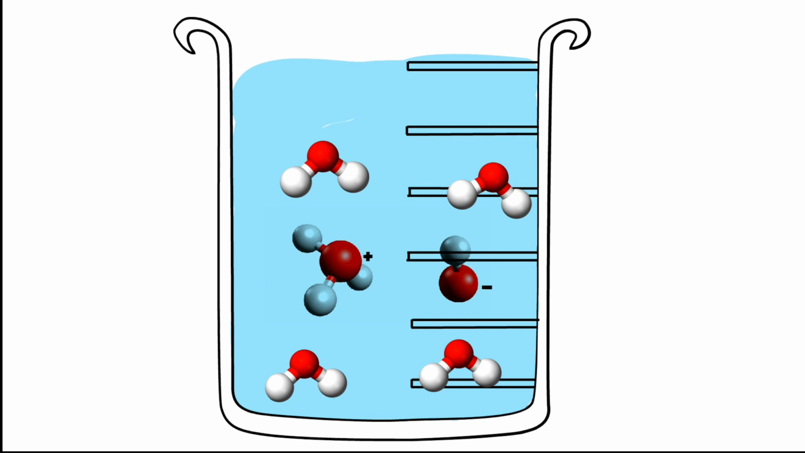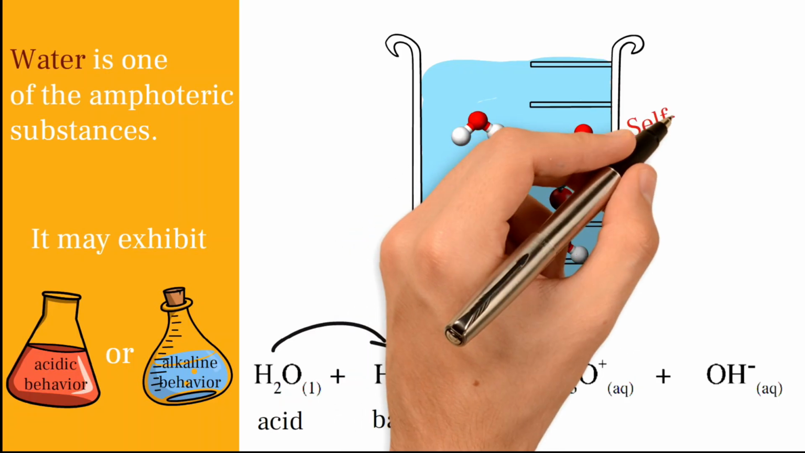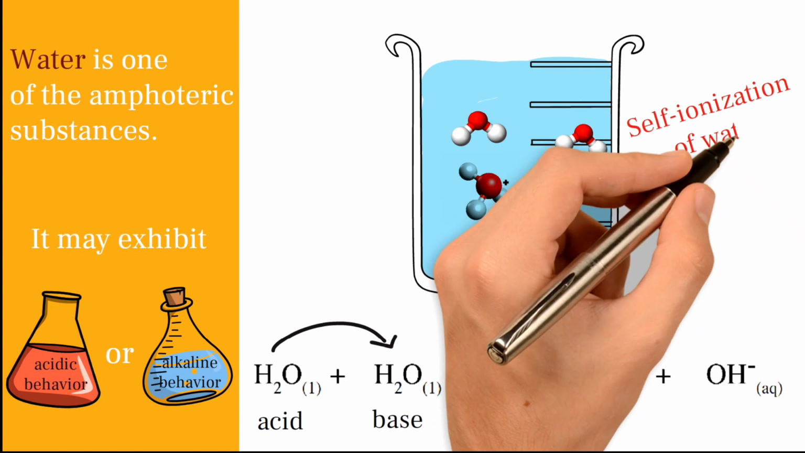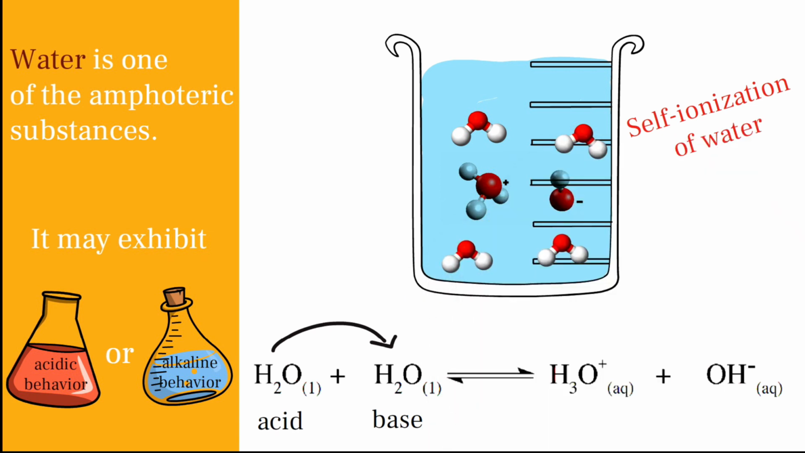It's called self-ionization of water. As water ionizes, it disintegrates into positive and negative ions, but this disintegration is very weak. This explains the weak electrical current conduction of pure water.